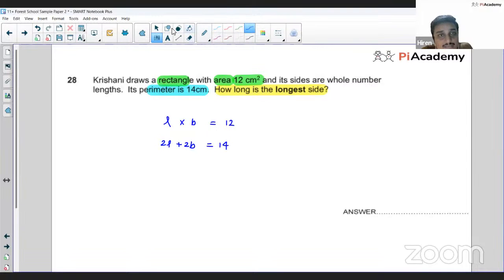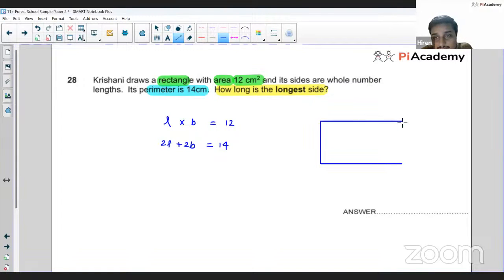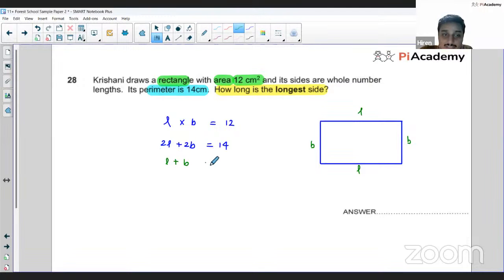Why am I doing this? If I draw a rectangle in front of you, it will become clear, okay? Let me draw one rectangle. We don't know the dimensions, but you can always draw a rectangle, right? If I put length here and width here, then this is length and this is again width. So for the perimeter, L plus L is 2L, and B plus B is 2B. If I divide both sides by 2, it becomes L plus B equals 7.